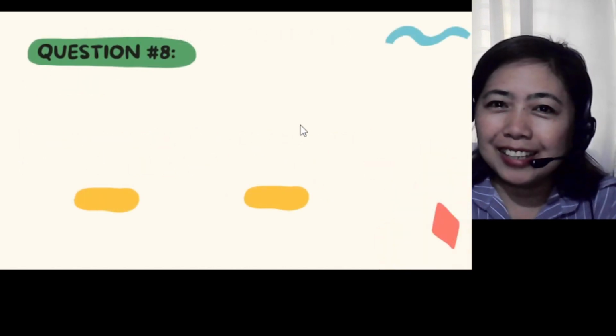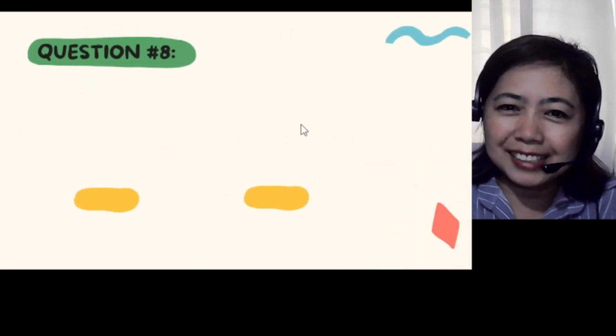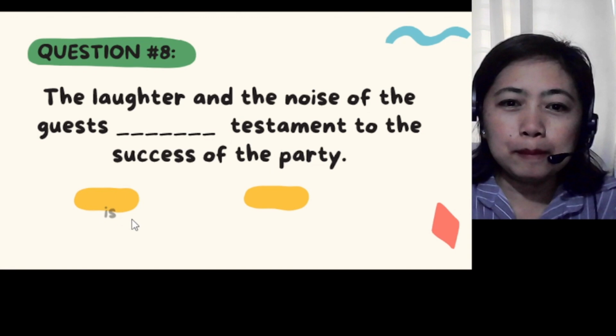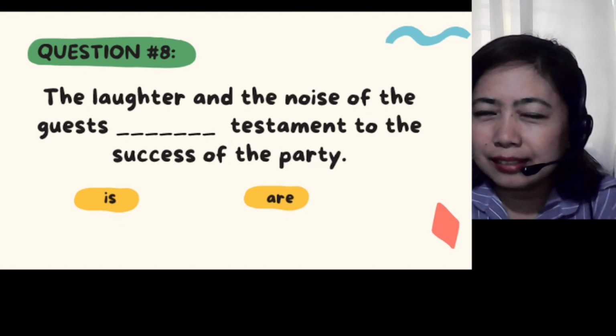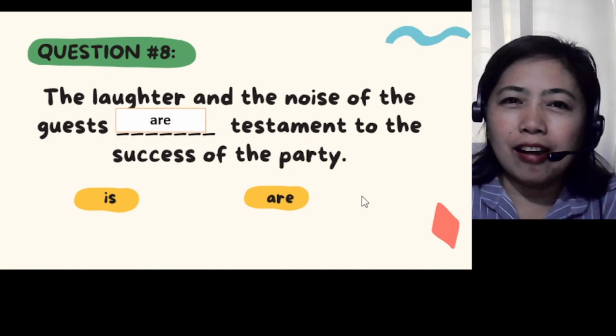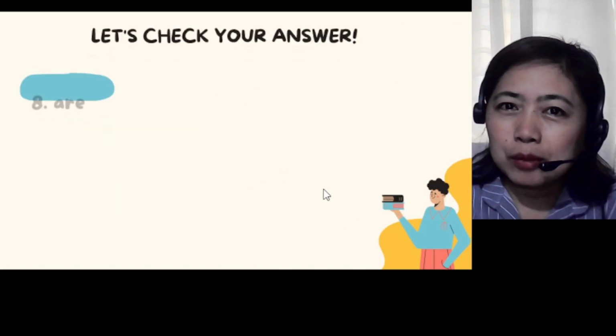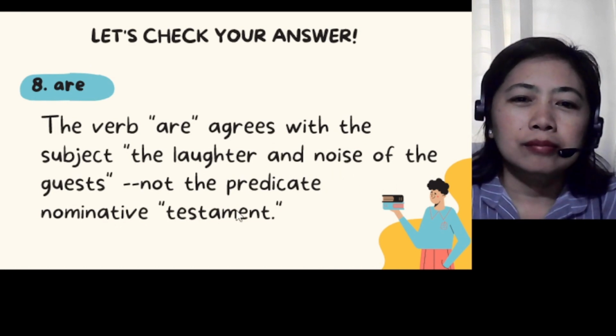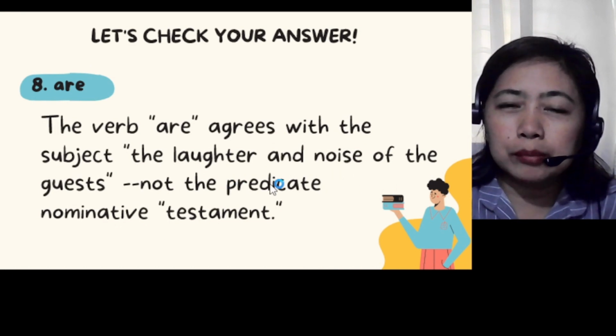Let's try question 8. We still have 2 more sentences. The laughter and the noise of the guests blank testament to the success of the party. Is it is or is it are? So where's the subject here again? That's the thing that you need to find. And that is are. Why? Our subject here is the laughter and the noise. That should be something that you have to look for.